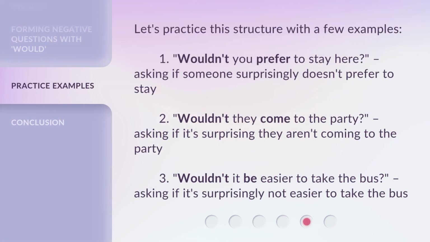Let's practice this structure with a few examples. 1. Wouldn't you prefer to stay here? Asking if someone surprisingly doesn't prefer to stay. 2. Wouldn't they come to the party? Asking if it's surprising they aren't coming to the party. 3. Wouldn't it be easier to take the bus? Asking if it's surprisingly not easier to take the bus.